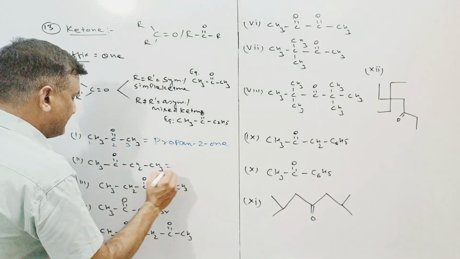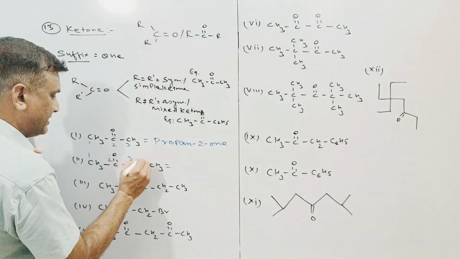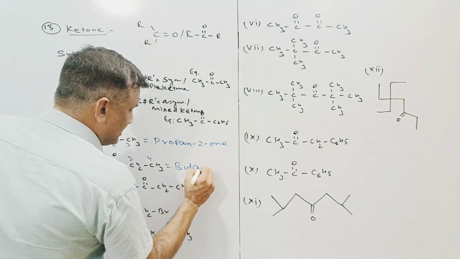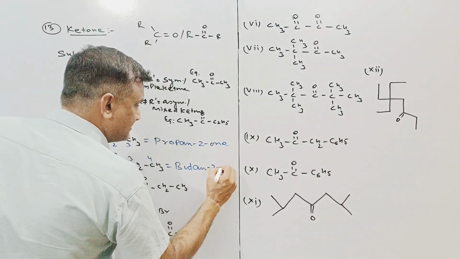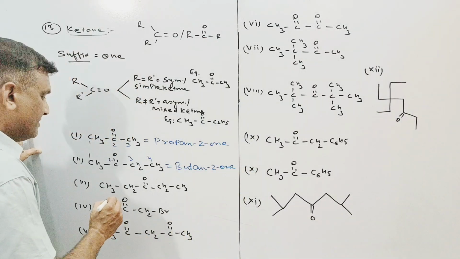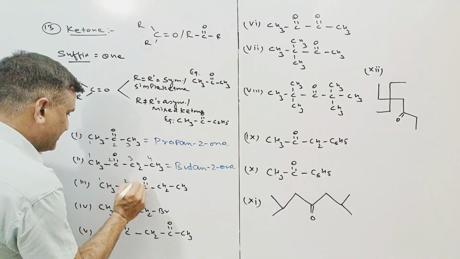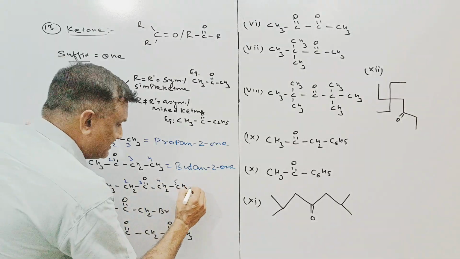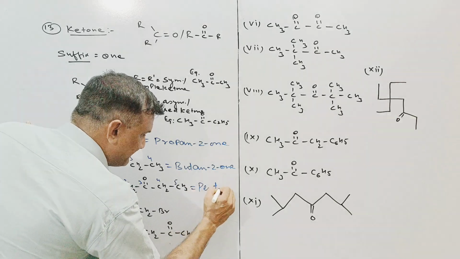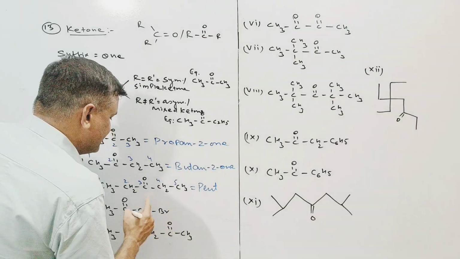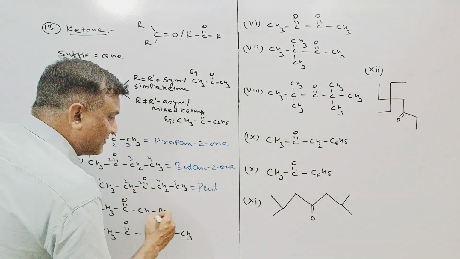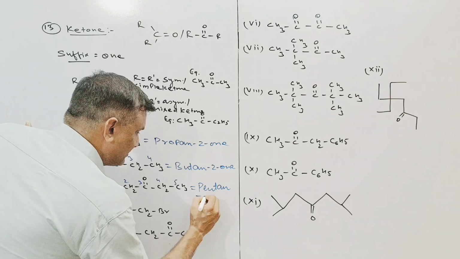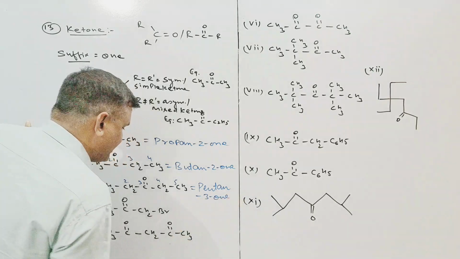If you go with this compound, then it has 1, 2, 3 and 4 carbons. There are 4 carbons in the chain, so it will be but-an. At number 2 position there is the functional group -one. If we go with the next compound, then 1, 2, 3, 4 and 5. There are 5 carbons in the chain, so we will call it pent. At number 3 position there is -one, and there is a single bond between the carbon atoms, so it will be pent-an. Over the 3 position it will be -one, pentan-3-one.